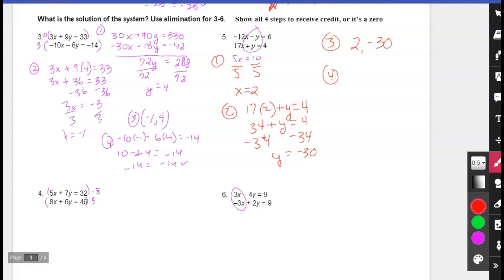And then 4, check it on the other one, negative 12 times 2. And then this is a little tricky, you have to be careful because I have minus negative 30. So that's going to become plus 30. That equals 6. So it will check because again, this becomes plus 30. There's my 4 steps again.